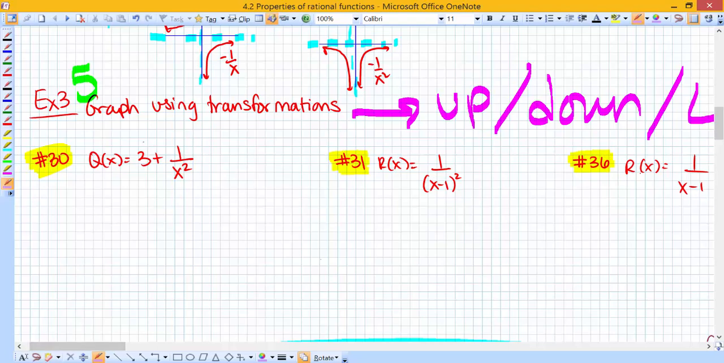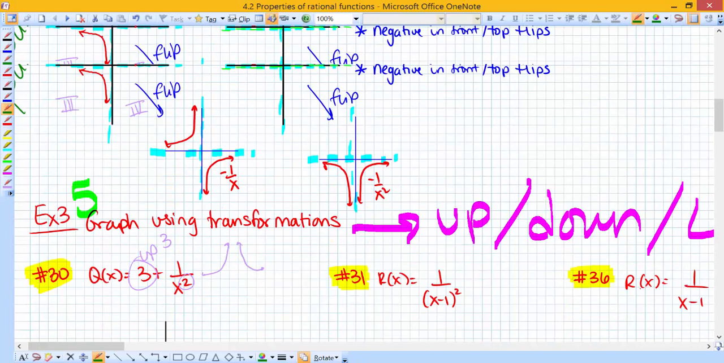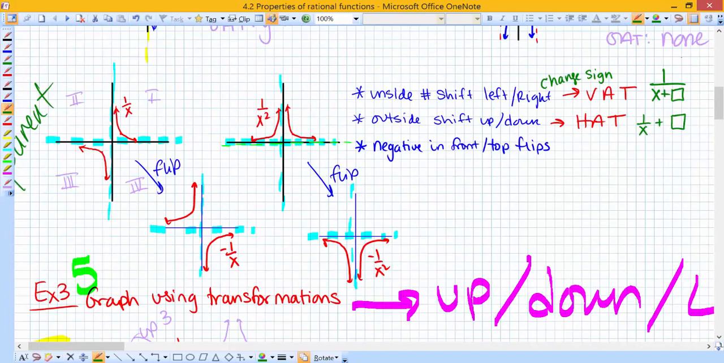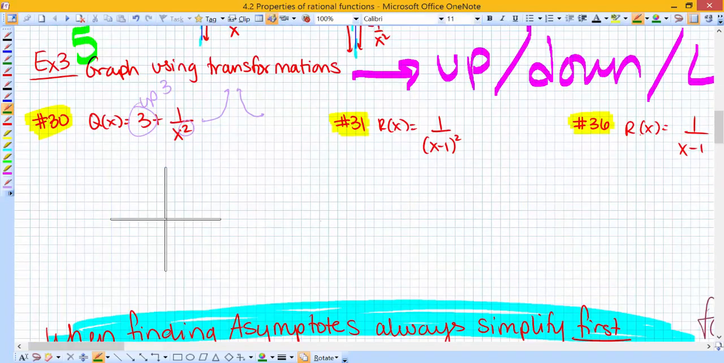So I see this 3, which is all by itself, so that means the graph is going to go up 3. And since I see a square in the denominator, my graph is going to do something like this. So I'm going to make my coordinate plane. Okay, it's a very small coordinate plane. It'll work. And I know since I'm going up 3, if I look back at my notes, outside by itself, it's going to go up or down, and I move the horizontal asymptote. So my horizontal asymptote was at 0. So now my horizontal asymptote is going to be at 3.